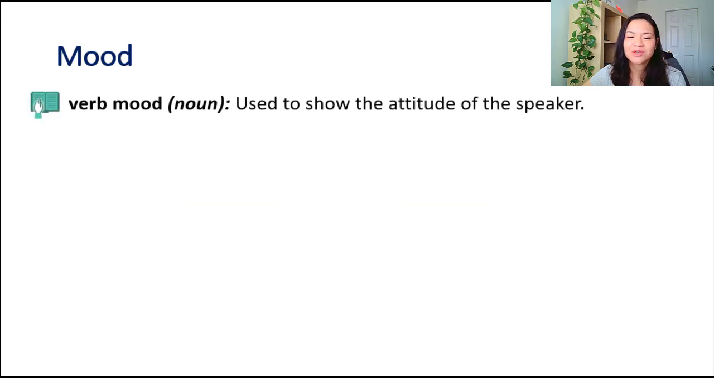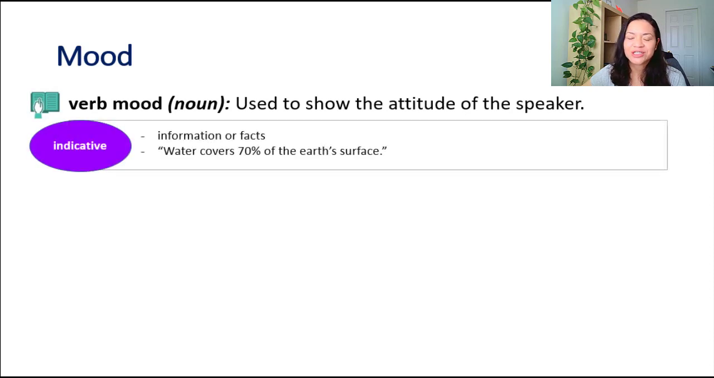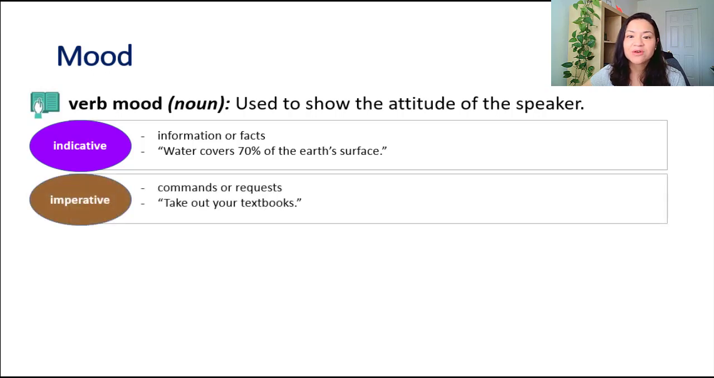Well, as if tense and aspect aren't enough, we also have verb moods, which allow the speaker to show a certain attitude. There are 4 moods in English. The indicative mood conveys information or facts. Most of the examples we have looked at so far are in the indicative mood. Next, the imperative mood issues commands or requests, like take out your textbooks.